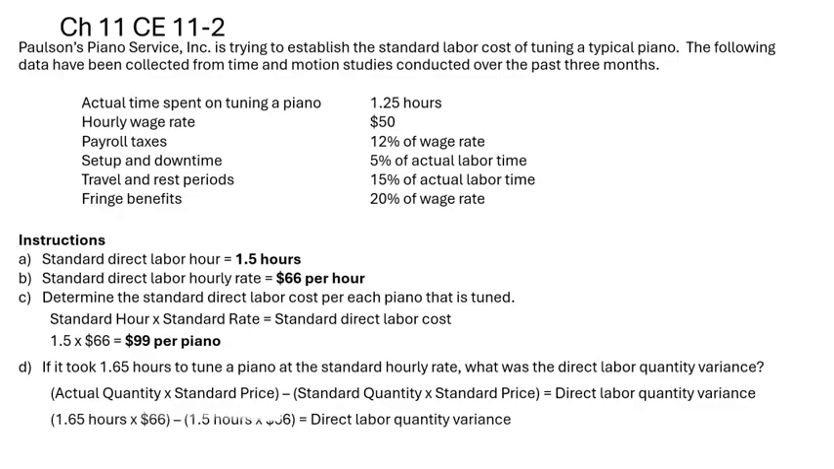So in this case, we have 1.65 hours at $66 minus the standard of 1.5 hours at $66. So we come up with 108.90 minus the 99 standard is $9.90 unfavorable. Spent more time, so we're going to be unfavorable.